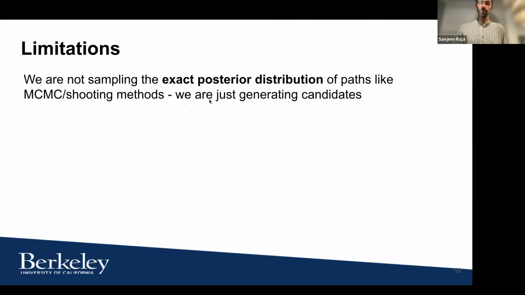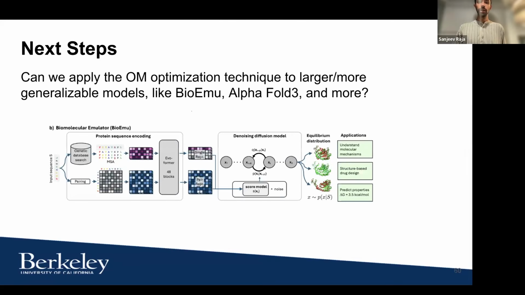And so there are some limitations, of course, because we're not exactly sampling from the posterior distribution. There are some approximations based on the quality of the generative model. Things that we're looking at in the future are applying this to larger and more generalizable models like BioEmu and AlphaFold 3. In principle, our method should be compatible with basically any good model that's learned to reasonably sample a distribution. We're also thinking about conditioning the transition paths on different cofactors or ligands. So if you're interested in any of these things or have ideas or thoughts, it'd be great to discuss more.